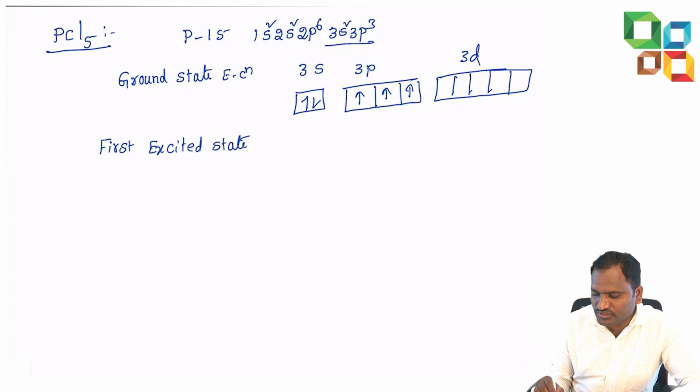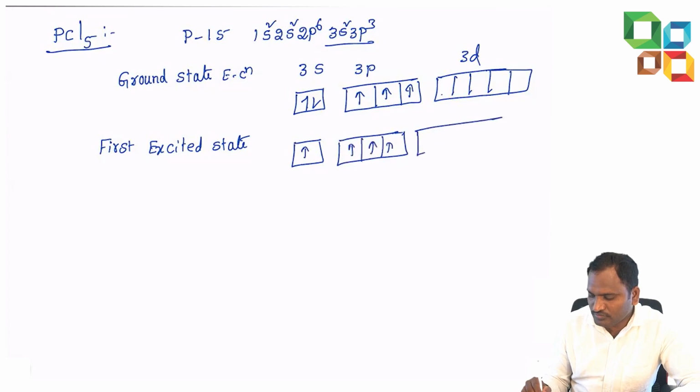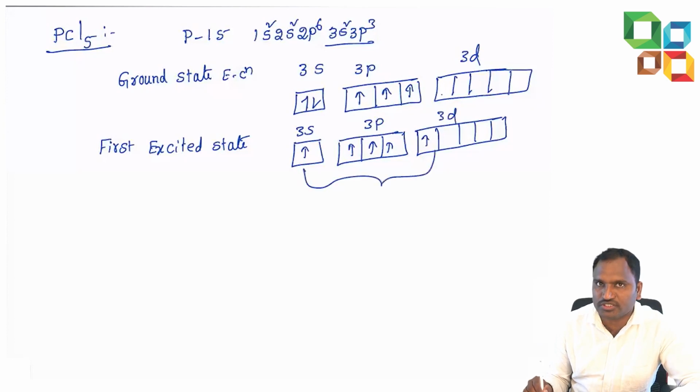What will happen, students? This electron will be promoted to d. These 3 electrons will remain as they are, and this unpaired electron will go to d. So from s, 1 orbital, from p, 3 orbitals, from d, 1 orbital. Total, which hybridization is it? sp3d hybridization.